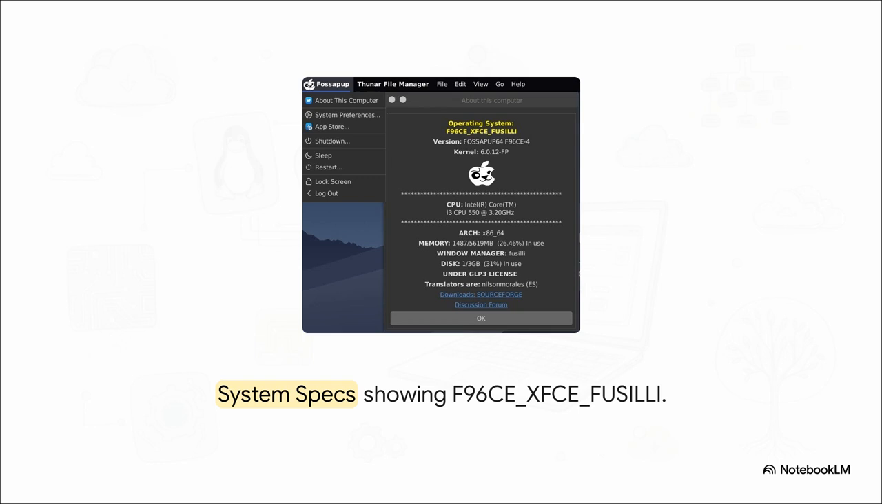But here is the real kicker. What I really want to draw your attention to is the resource management. Look at that memory usage. It is sitting at just under 1,500 megabytes in use, and that's on an older i2 processor. In the world of modern desktop environments, that is just literally unbelievably lightweight. It's absolute proof that you don't have to sacrifice your system resources just to get a beautiful, modern-looking graphical interface.